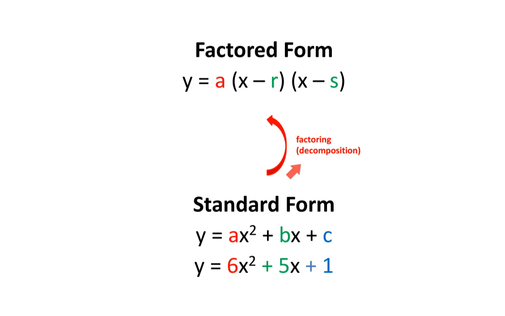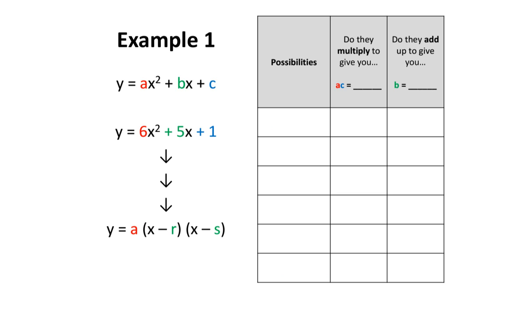More specifically, we'll be using decomposition. It is recommended to use decomposition when a is not equal to 1. What exactly does that mean? Well, a is not 1. It is positive 6. That means we'll be using decomposition here. We want to start by looking at a and c. But what exactly is a and c? Well, a is positive 6 and c is positive 1.